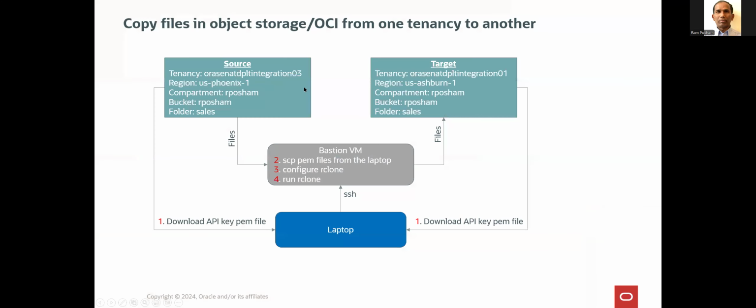So here the demo is going to be like this. I've got two tenancies, one on the left side, which is in the Phoenix region, and one on the right side, which is the Ashburn region. I've got a compartment called R portion here, and I also have a compartment here on the right side. There is a bucket named R portion in the same compartment, also the same here. I've got a folder here with sales, and a bunch of files. I want to copy these files, including the folder, to the right side.